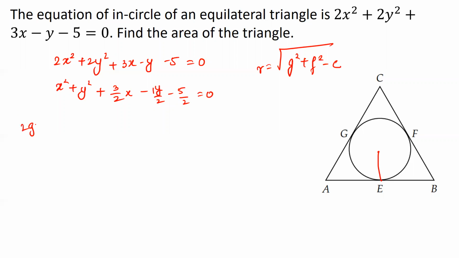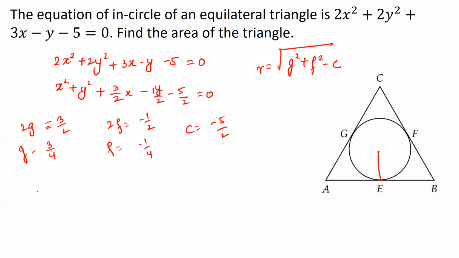So we know that 2gx is the term with this x. So 2g is actually 3 by 2, so g is equal to 3 by 4. Also 2f is equal to minus 1 by 2, so f is equal to minus 1 by 4. And c is equal to minus 5 by 2.